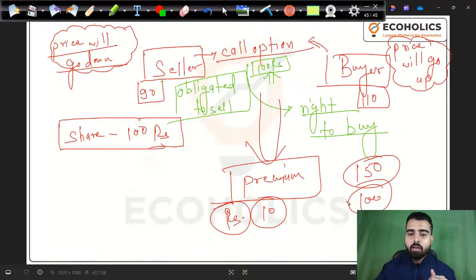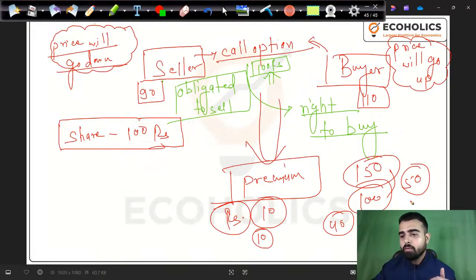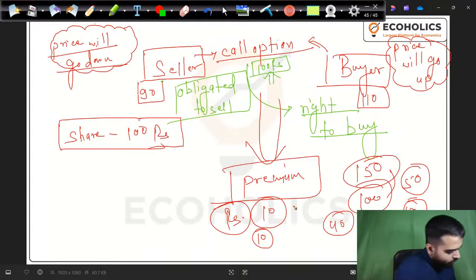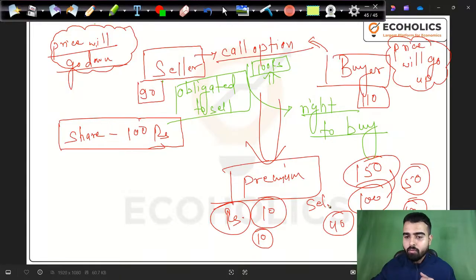Okay. Now the seller got rupees 10 as a premium earlier. Now the difference is rupees 50. Okay. So the seller has a loss of 50 rupees here, but he has already got rupees 10 as a premium. So the overall loss is going to be 50 minus 10. Just wait for a minute. This is what is going to be the loss of the seller: rupees 40.